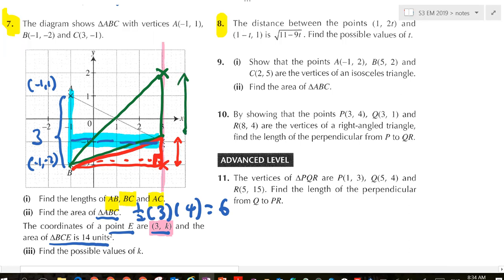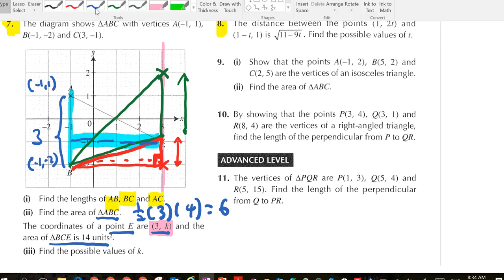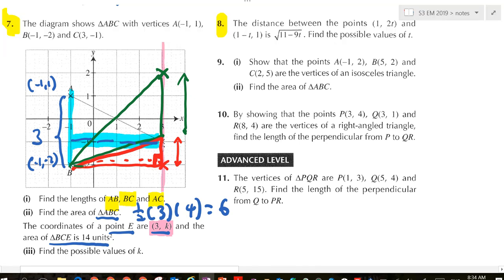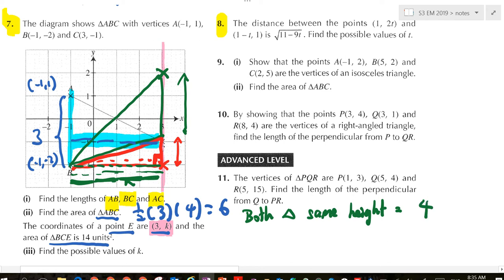Do you know for this kind of triangle, the height is outside the triangle? This is also the height, right? This is the height, right? So do you see that the green height and the red height is the same? So both triangles have the same height. And what is the height? Count the number of squares. 1, 2, 3, 4. 4 units.